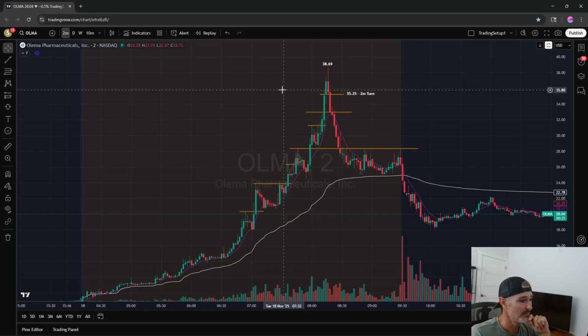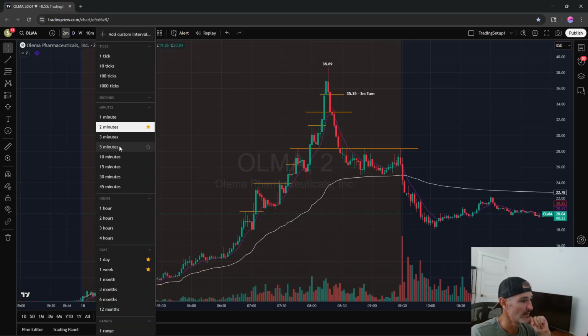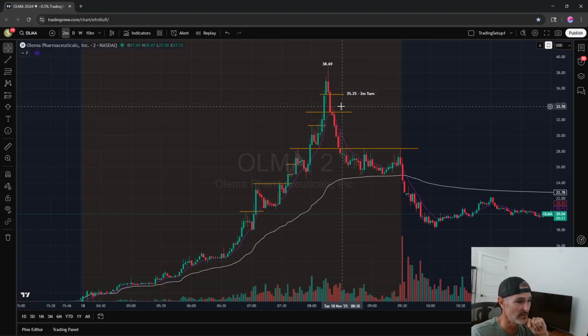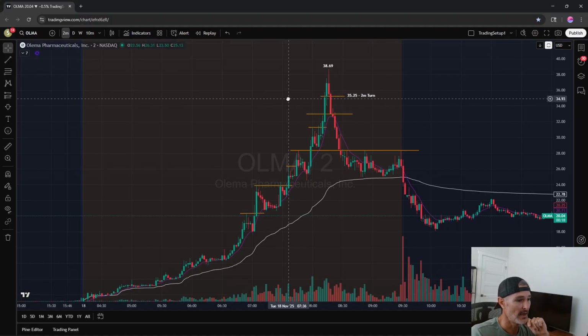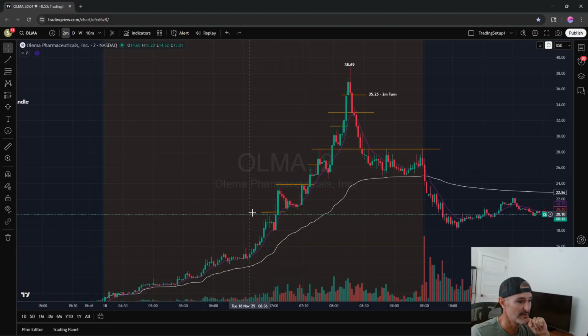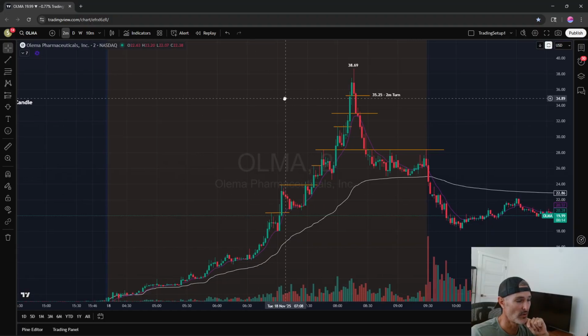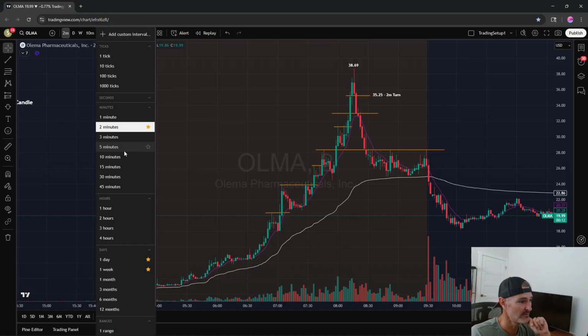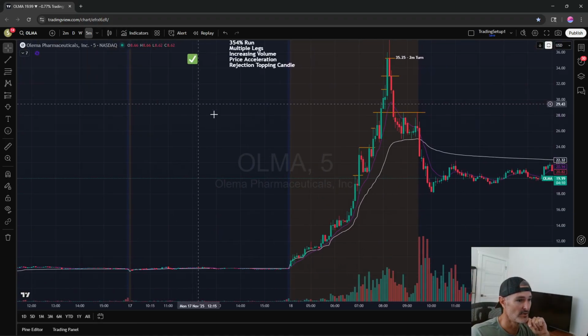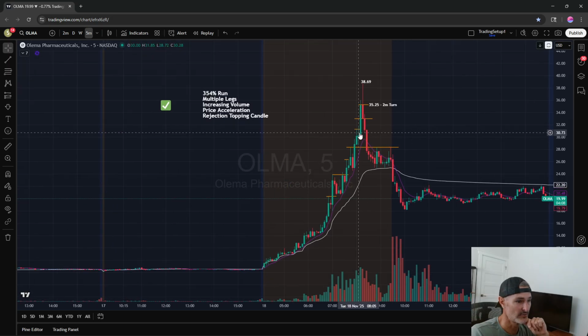So I ended up actually taking this on the 5 minute, so my entry was a little bit lower. I wasn't convinced on the 2 minute, just how choppy it was coming into it. So I stepped out to the 5 minute and took the trade there. Just a little bit cleaner price action. You could see the acceleration a little bit better.